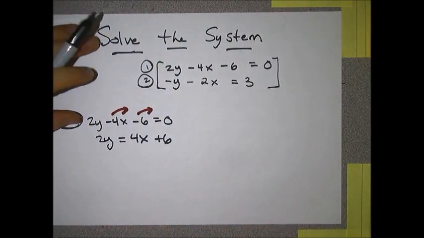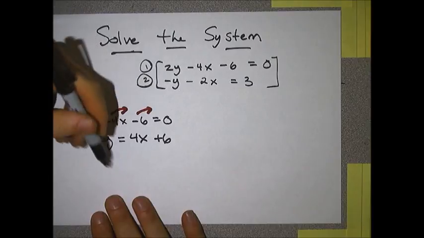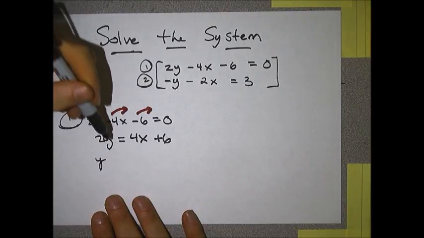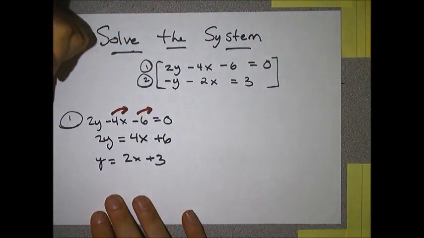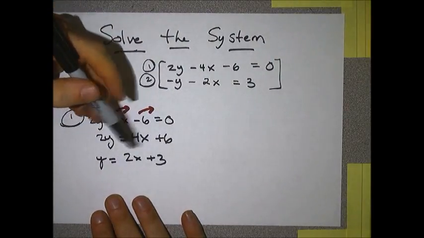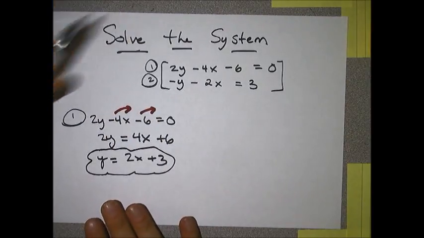And I don't want 2y, I just want y. So I'm going to divide them both by 2. So on the left, if I divide 2y by 2, now I have my y. And if I divide the left by 2, I divide everything on the right by 2. And now I have y is equal to 2x plus 3. And we want to circle that because that is one of my equations.